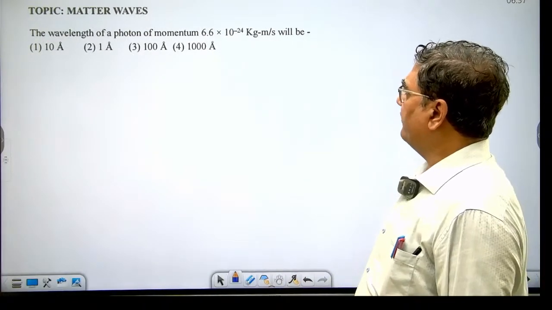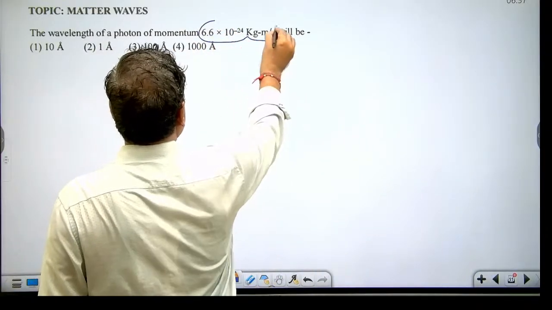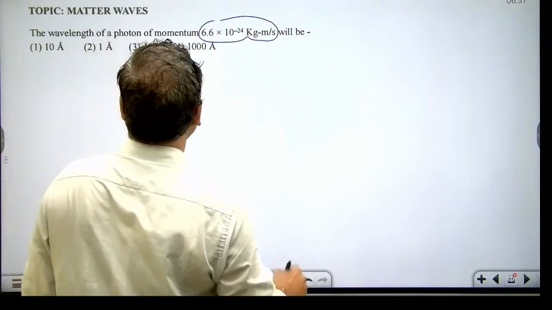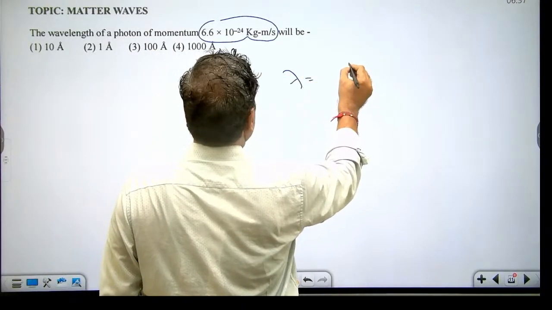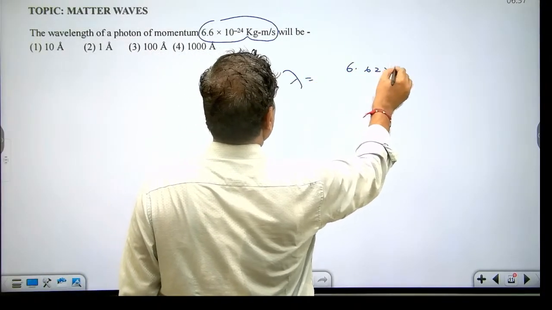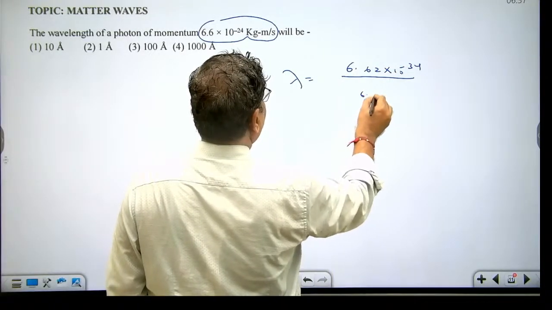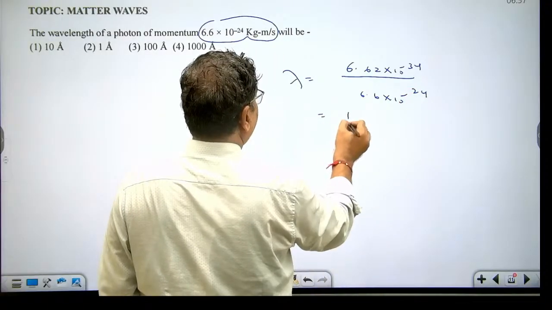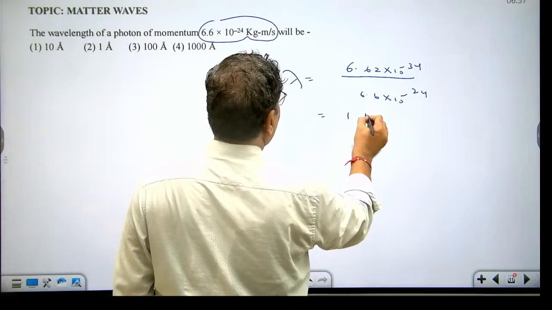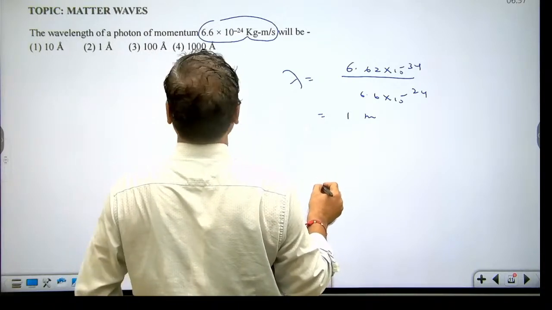The wavelength of a photon of momentum 6.6 into 10 power minus 24 kilogram meter per second will be lambda equal to h upon p. h is 6.62 into 10 power minus 34, and momentum is 6.6 into 10 power minus 24. So this is 1 meter. 1 meter equal to how much?